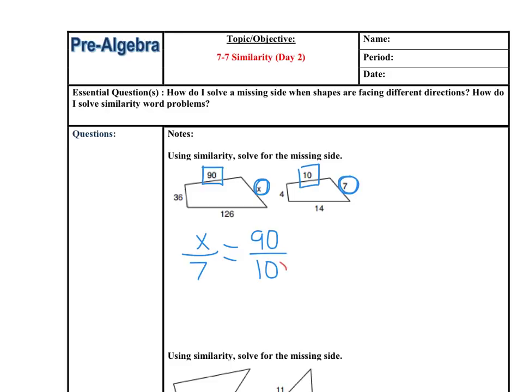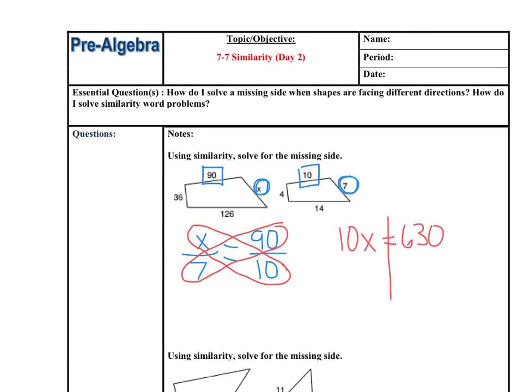So I will do x times 10, which would give me 10x, and I will do 90 times 7, which would give me 630. Then I just need to solve for x. So on both sides I need to divide by 10 to get rid of the 10. So x would equal, and when I put this in my calculator, I'll get 63. So I'm going to go back to my shape and label that the side with x is 63.